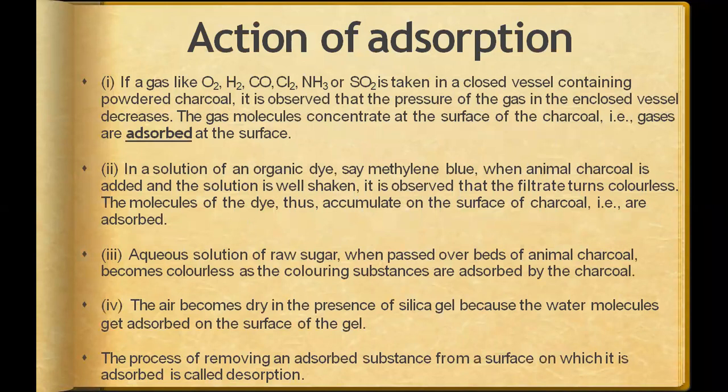Okay. So let's talk about the examples of adsorption. I'm going to tell you different types of examples where adsorption takes place. First, if a gas like O2, H2, CO (carbon monoxide), chlorine, NH3, or SO2 is taken in a vessel containing charcoal powder, it is observed that the pressure of the gas in the enclosed vessel decreases. The gas molecules concentrate at the surface of the charcoal; gases are adsorbed on the surface.